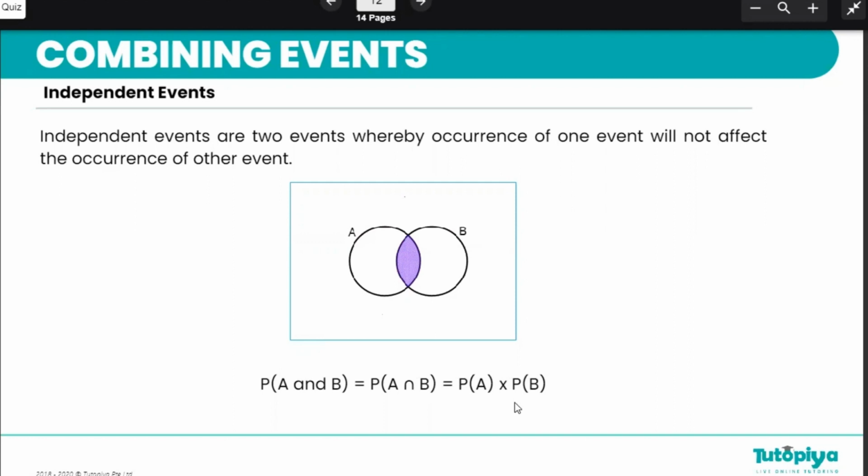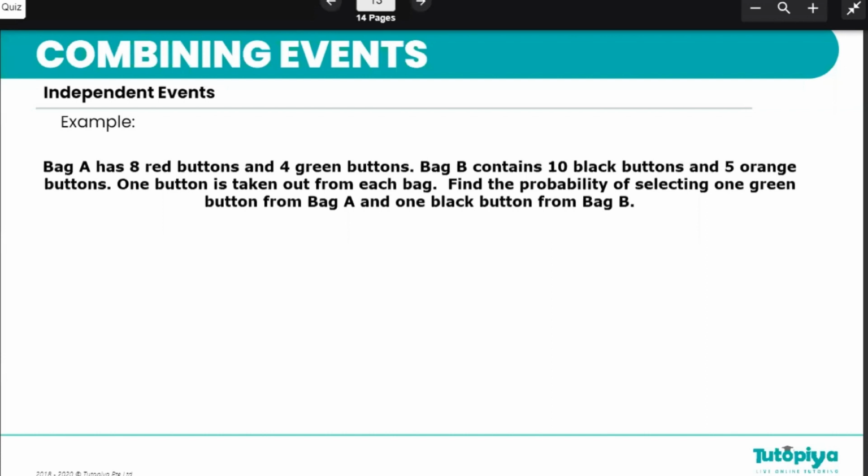An example of independent events is if I toss a coin twice, then the probability of obtaining heads on the first toss would not affect the probability of obtaining a tails on my second toss. So these are independent events. Let's look at an example of using independent events.